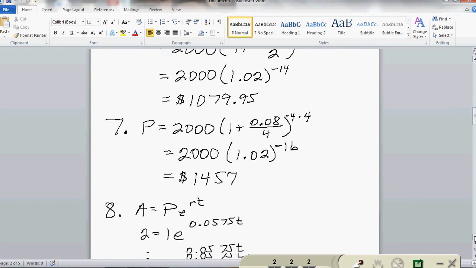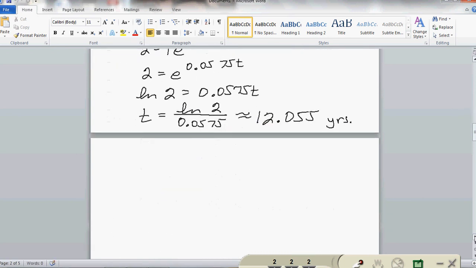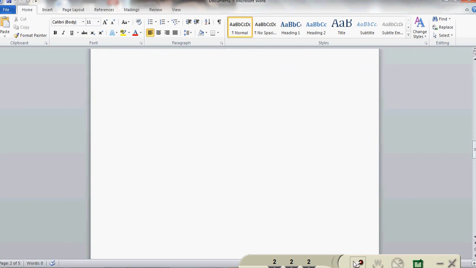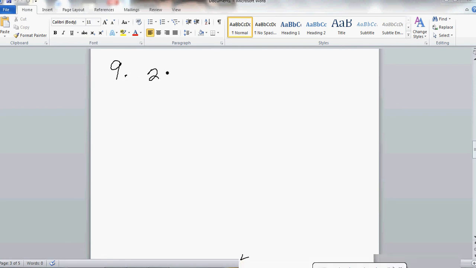Well, that's not terribly difficult to do. We can do it. Oh no. And I just lost everything. So let's quickly repeat that. I was at this stage: 2 equals 1.1225 raised to the t power.